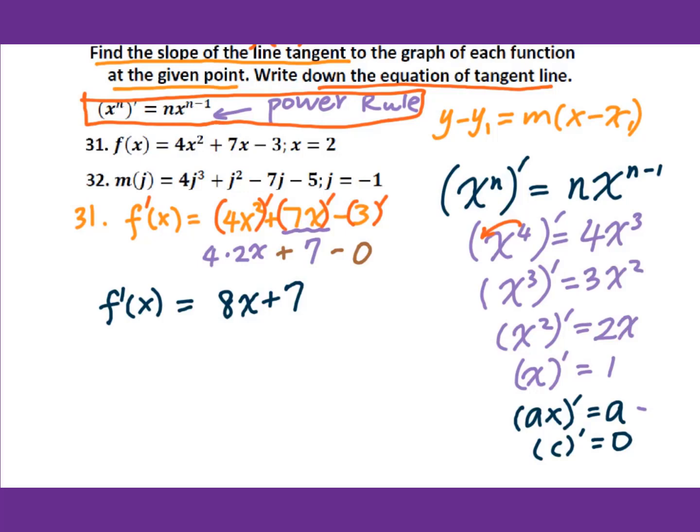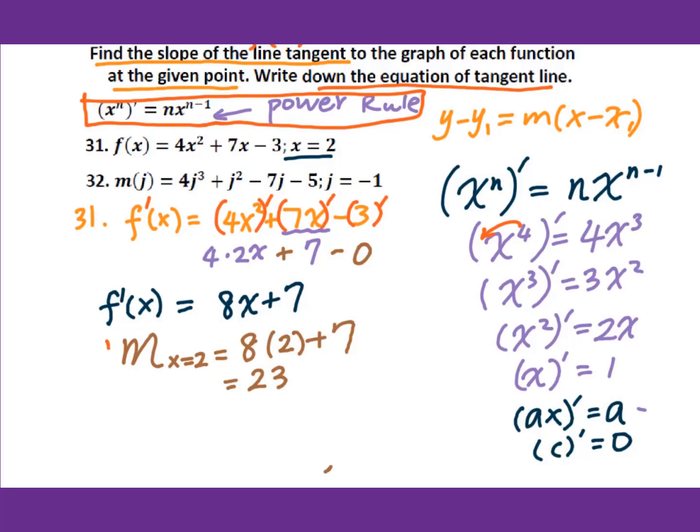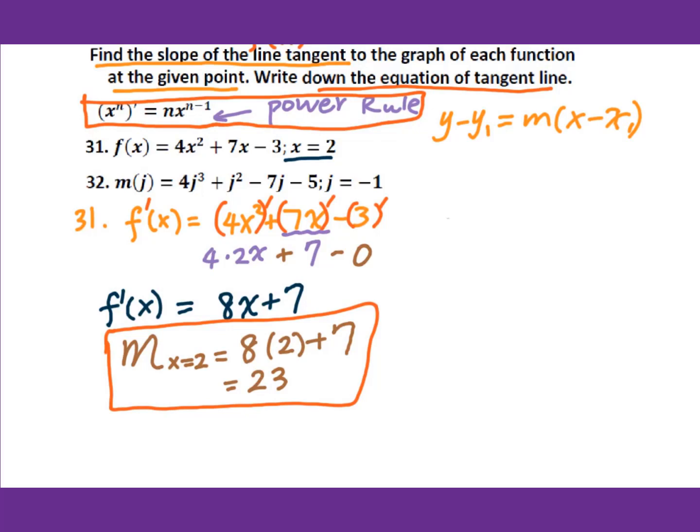We're looking for the slope of the tangent line at the given point, x equals 2. Therefore, for the slope at x equals 2, I plug 2 into this derivative: 8 times 2 plus 7, that is 23. So we figured out the slope of the tangent line at the given point x equals 2. That is 23.